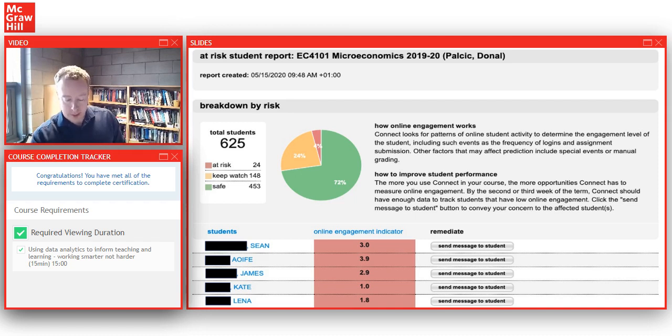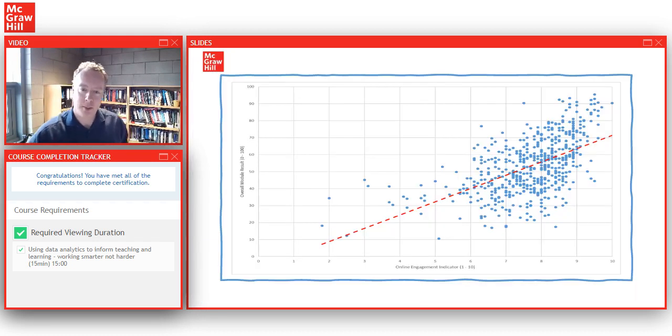At different points of the semester, anyone in the at-risk category would be getting emails from me checking in to see, is there something up? Do they need extra support? It's a really good way of tracking how they're doing. And I have a chart very similar to Bo's, showing the online engagement indicator from 1 to 10, taken from Connect, versus their overall performance.